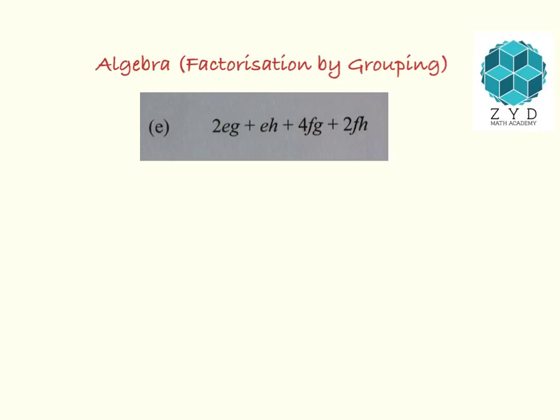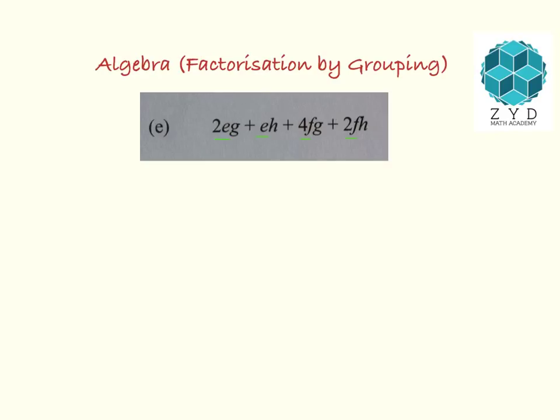Okay, so in this example, we have an expression that goes by 2EG plus 2EH plus 4FG plus 2FH. Just by looking at these terms, I can see that I have a common E in these first two terms, and I have a common F in the next two terms. So I will choose these two terms as my common factors, and let's see how this question is being solved.